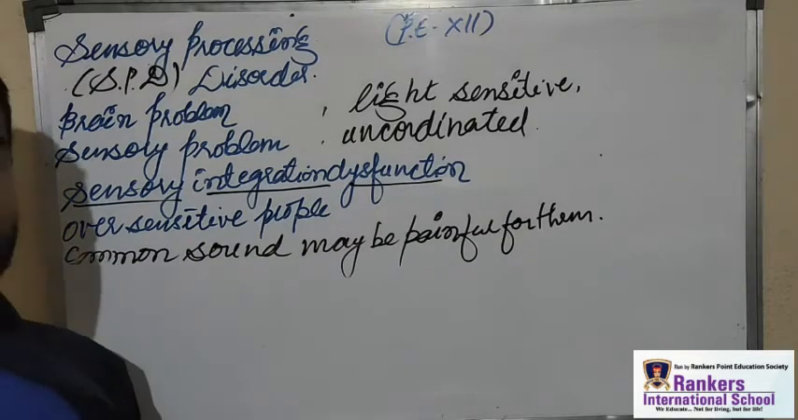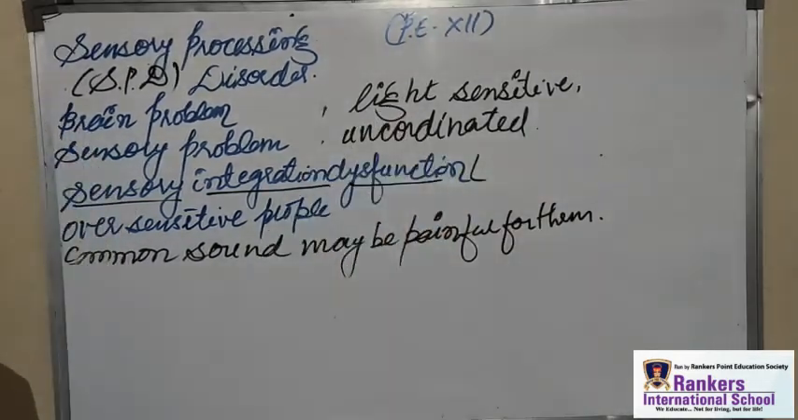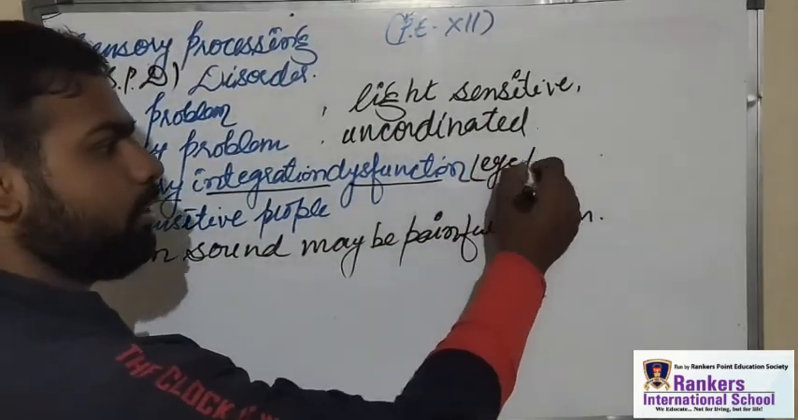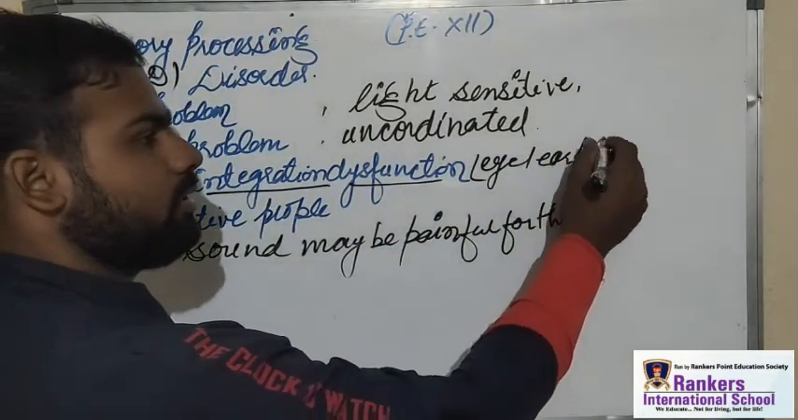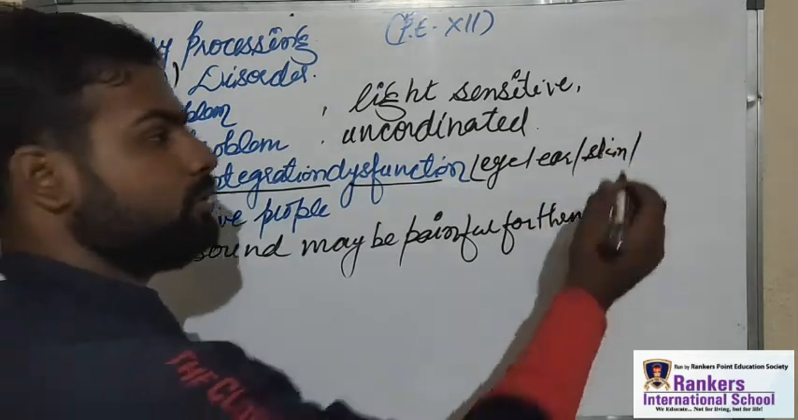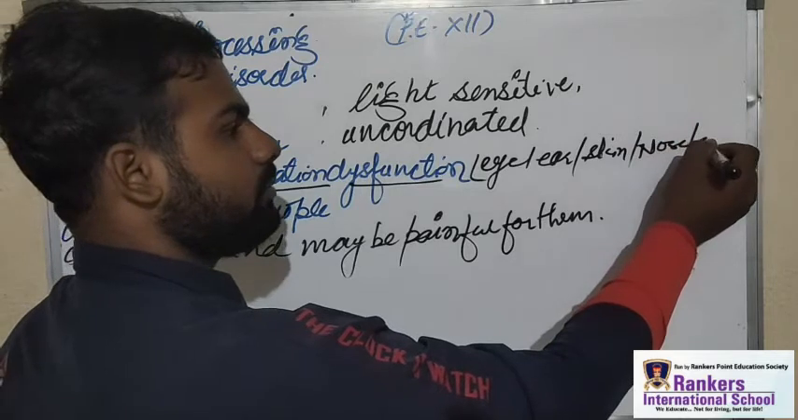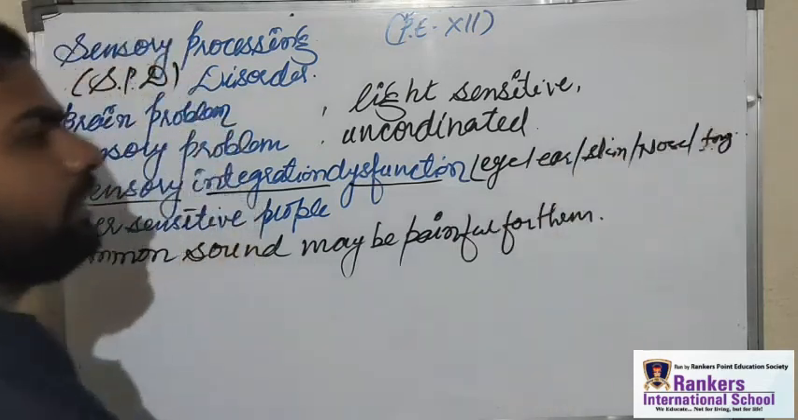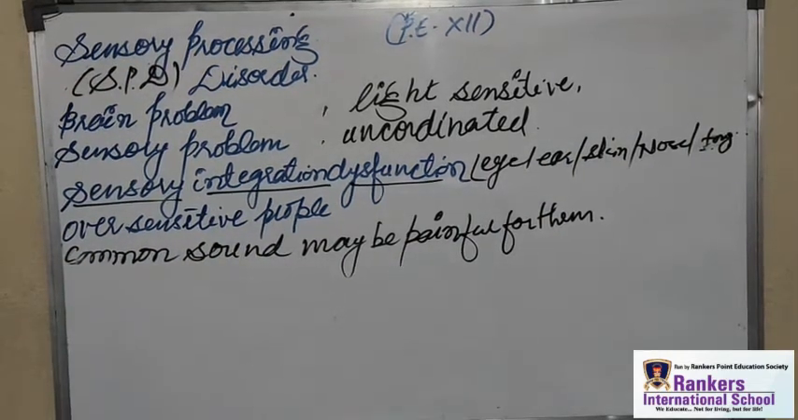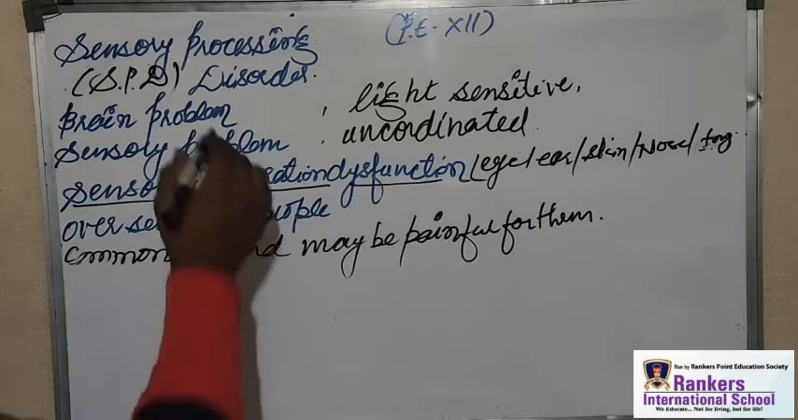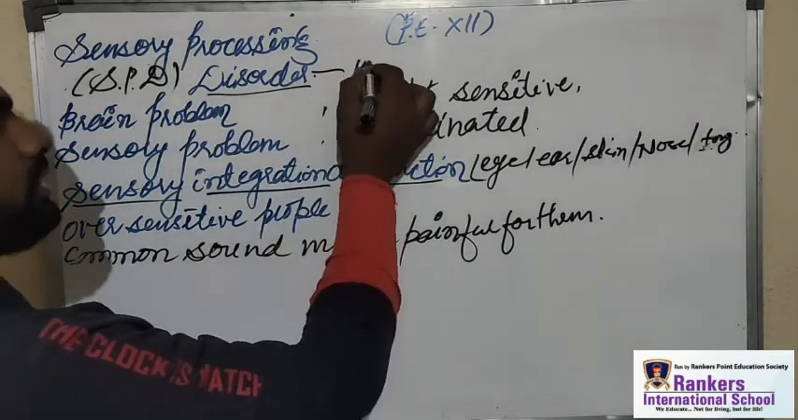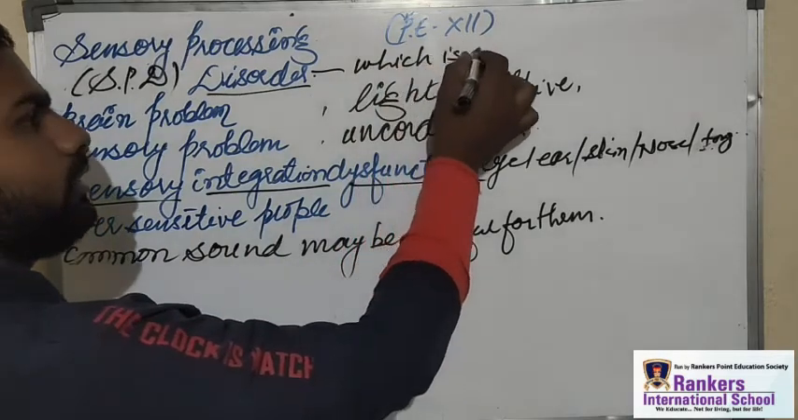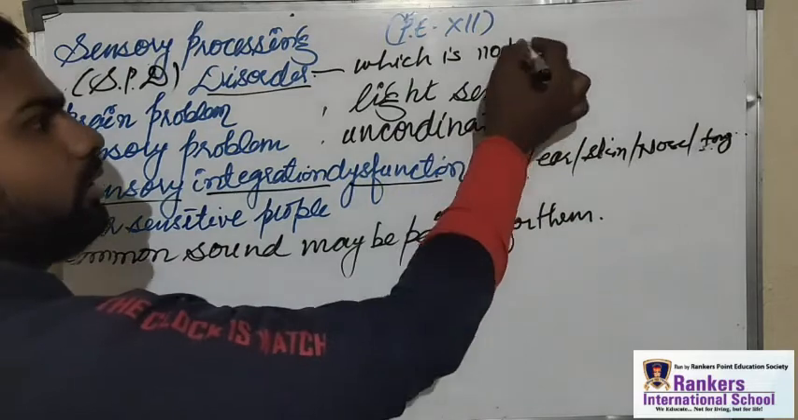Now, why am I calling it sensory integration dysfunctioning? Because there's a problem in the eye, the ear, the skin, the nose, the tongue. These various problems put a person in trouble. Disorder, the word itself says something which is not in order, not arranged.